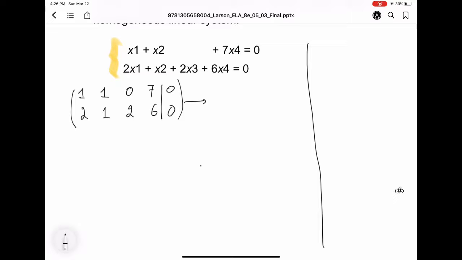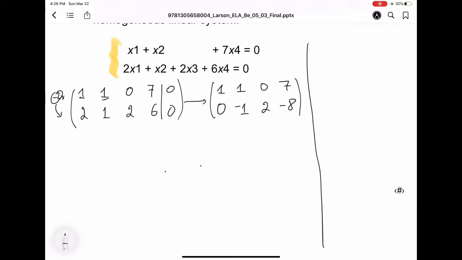Then, from here, I want to make a reduced row echelon form. So I need to multiply the first row by -2 and add it to the second, right? So I have 1, 1, 0, 7 in here. Let me ignore the 0s because they don't affect the system. I get 0 in here. 1 times -2 is -2, add to this, I get -1. 0 is still 2 in here. 7 times -2 is -14, and -14 plus 6 is -8.